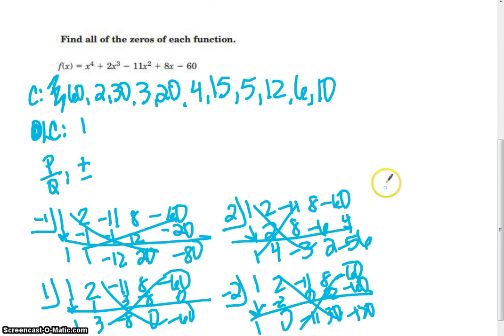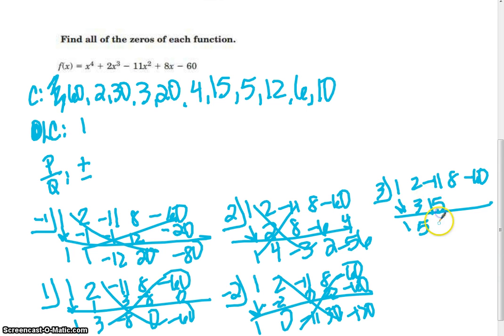So then you would try your 3. You have your 1, 2, negative 11, 8, negative 60. Bring down your 1, you've got 3, 5, 15, 4, 12, 20, 60, 0. Hey, we finally found one. So then you would try your negative 3, you would try your negative 4, you would try your 5, you've got to try all of those. And any of the ones that work, keep in mind there should be 4 zeros total. So keep that in mind.